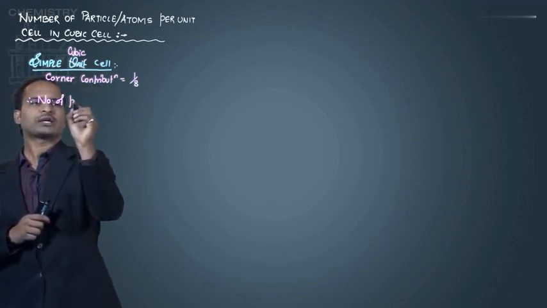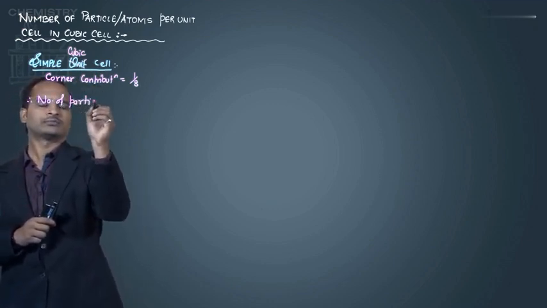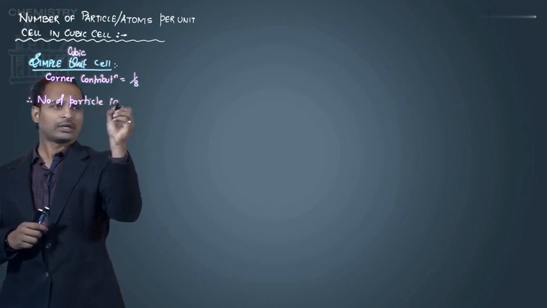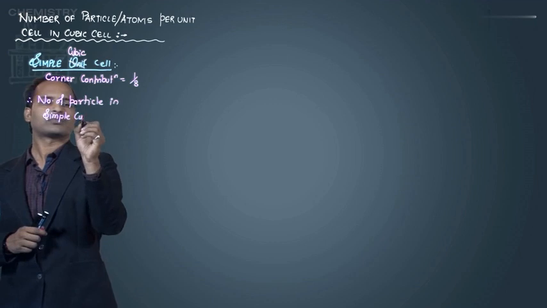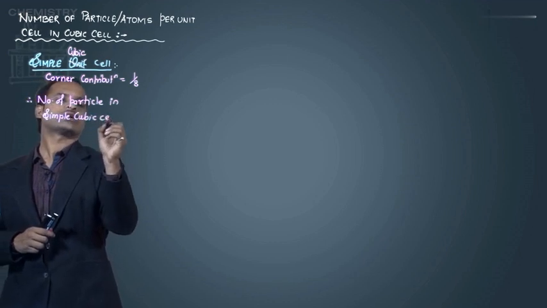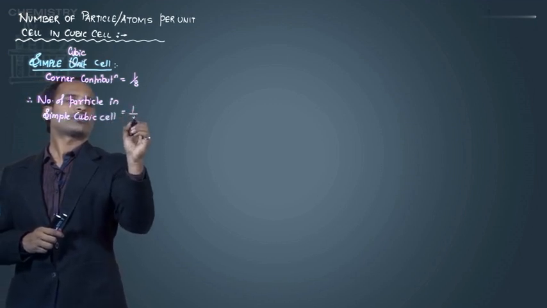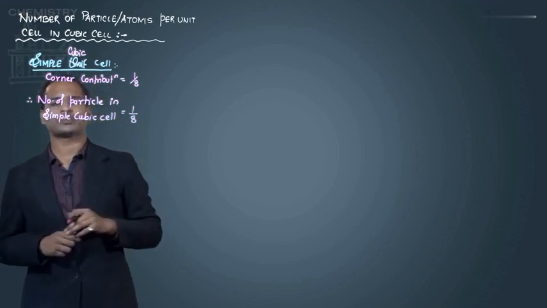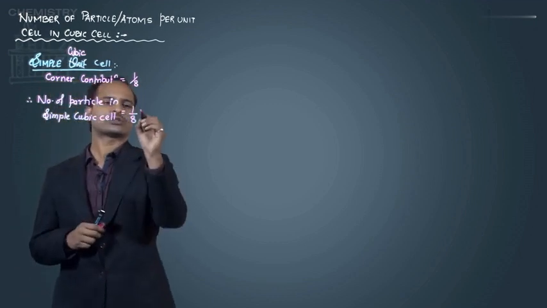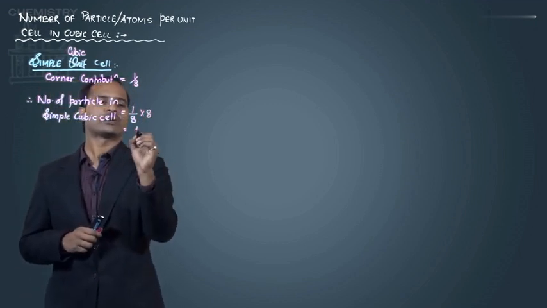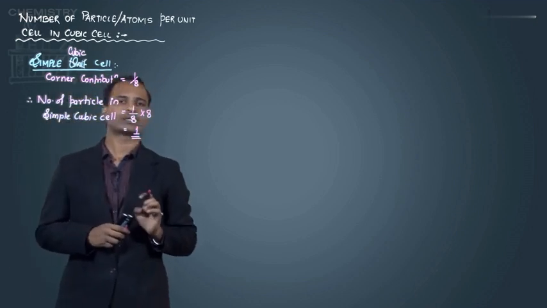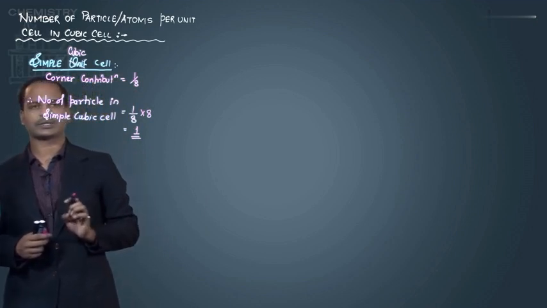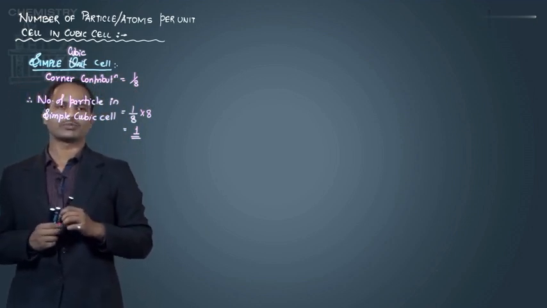So the number of particles in a simple cubic cell is equal to, from every corner we have 1/8 particle, and there are a total of 8 corners, so 1/8 into 8, that is 1 particle. So how many particles does a simple cubic cell contain? The answer is 1. So this is about the simple cubic cell.